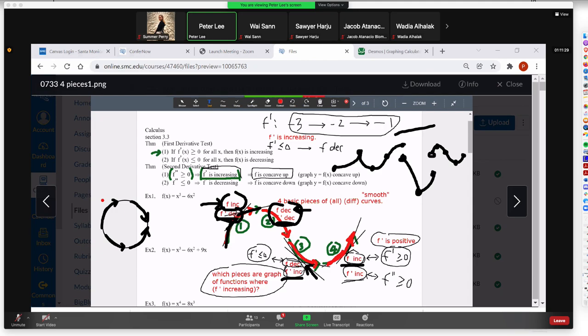So what are the critical points? Let's now review what critical points are. The critical points are basically this: f prime is equal to 0, or f prime does not exist.